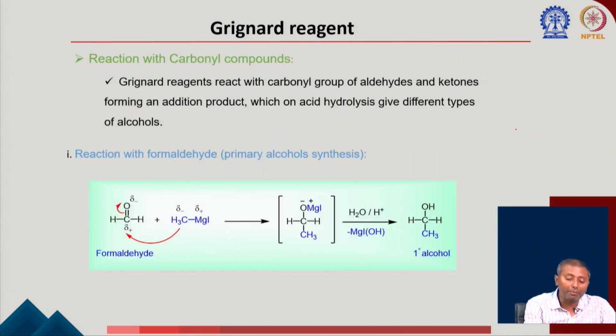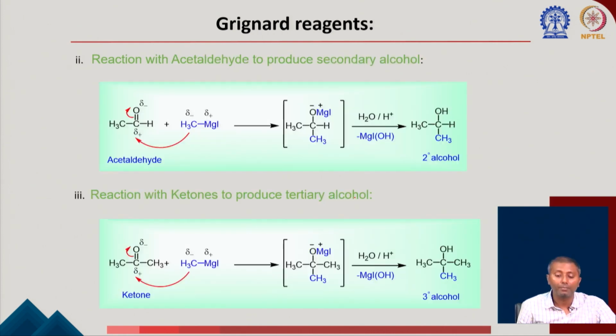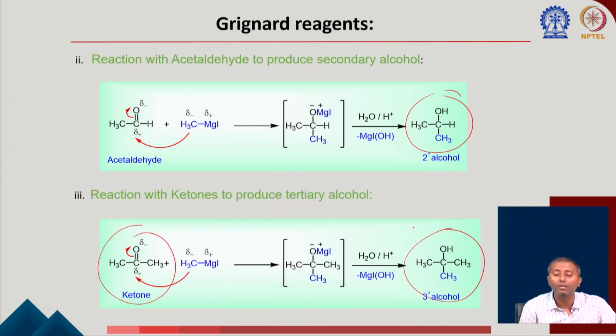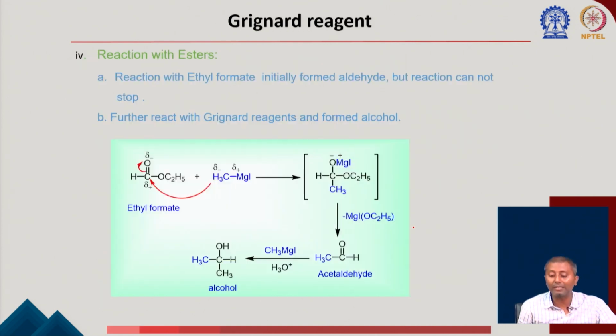Now if you treat with formaldehyde here, it is going to form the corresponding primary alcohol after the Grignard addition and then quenching with H3O+. If you have an acetaldehyde, it will go to the secondary alcohol, and if you have a ketone, it will form the tertiary alcohol. So depending on whether you want a primary alcohol, you have to go for formaldehyde; for a secondary alcohol, acetaldehyde; and for a tertiary alcohol, you have to go for the corresponding carbonyl compounds.